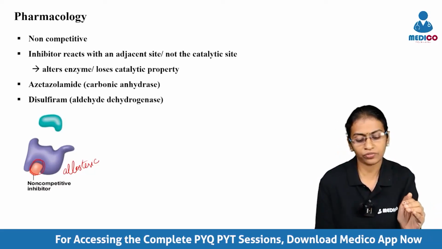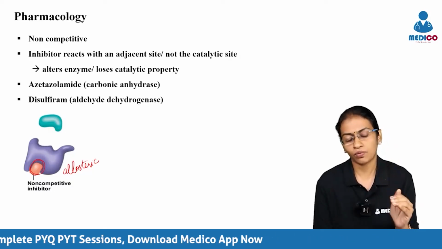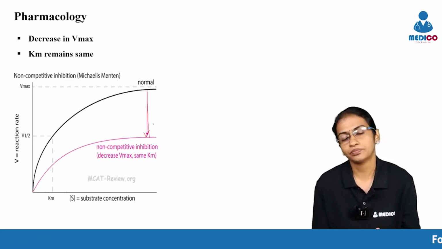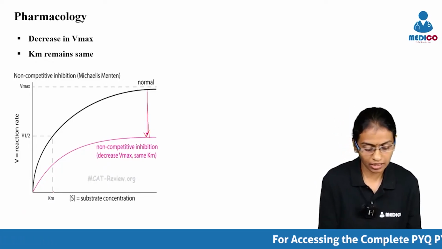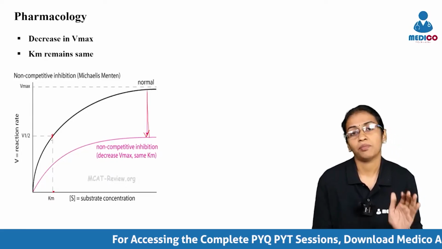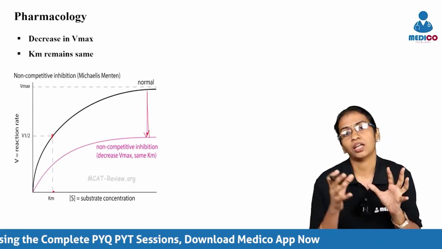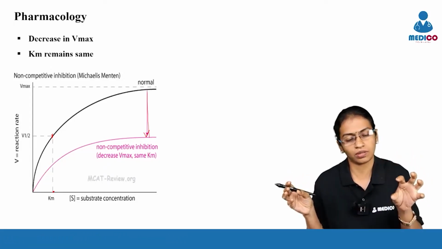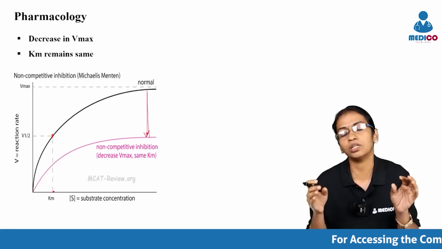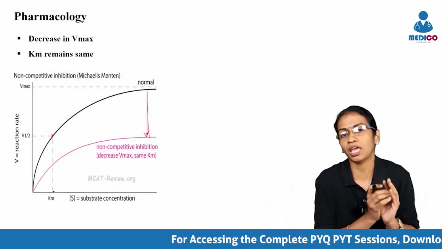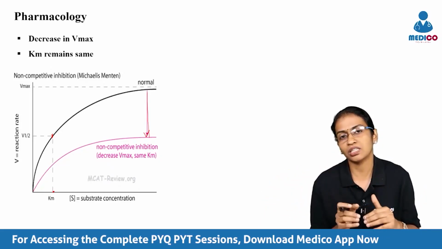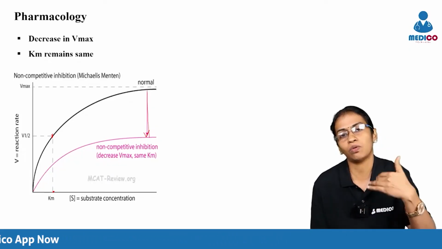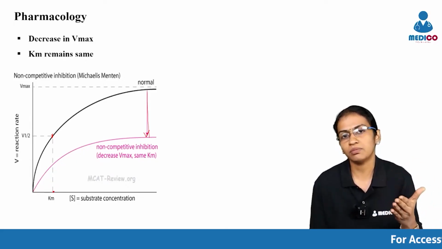So in case of non-competitive inhibition, however much you increase the substrate, there is a decrease in the Vmax, but the Km remains the same, because whatever enzyme is there whose structure is not altered, the drug will bind with the same affinity. So Km is not altered, but Vmax is decreased because some of the enzymes have lost their enzyme activity completely. However much you increase the substrate, you won't get the maximum reaction velocity.